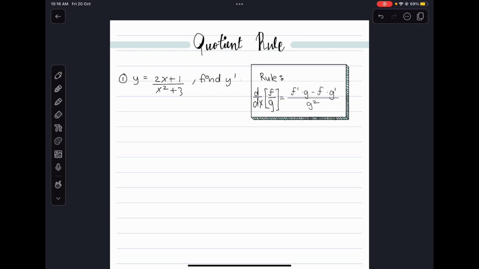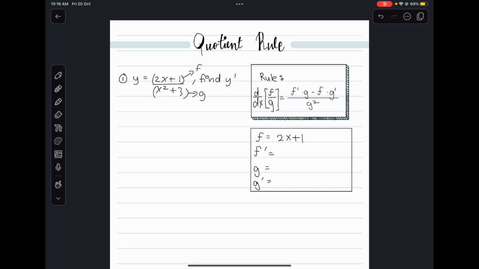So first we need to construct a table with the values of f, f prime, g and g prime. By default in any quotient rule question, the numerator is f and the denominator is g. So f is equal to 2x plus 1 and g is equal to x squared plus 3. F prime is the derivative of f, so the derivative of 2x plus 1 is 2, and g prime is the derivative of g, which would be 2x.